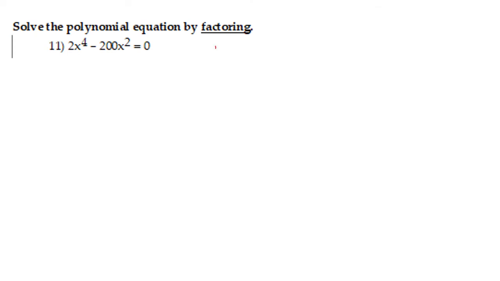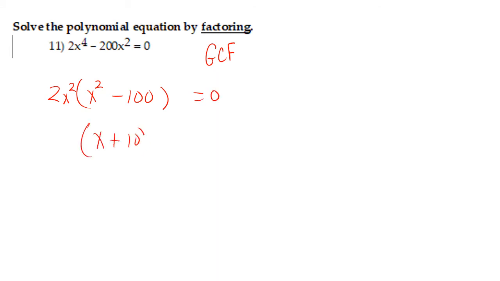I notice right off the bat that we have a greatest common factor. The greatest common factor is 2x squared. When I factor that out, that becomes x squared minus 100. Now that's great because x squared minus 100 is a difference of two squares, and it will factor again.